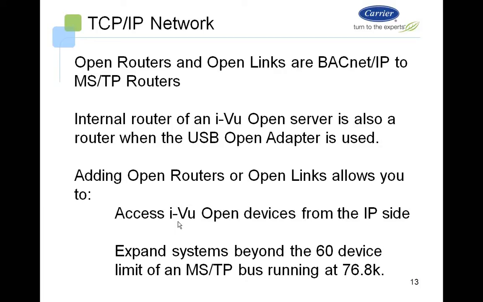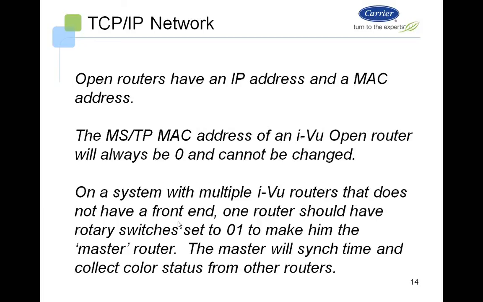Open routers have both an IP address and a MAC address. Since they're routers between the IP network and the MSTP, they have to have identifiers for the IP network, which is the IP address, and for the MSTP network, which is their MAC address. The MAC address of an open router will always be 0 on the MSTP side, and this cannot be changed.